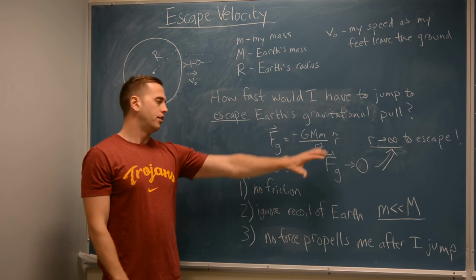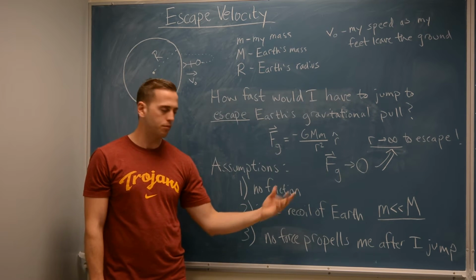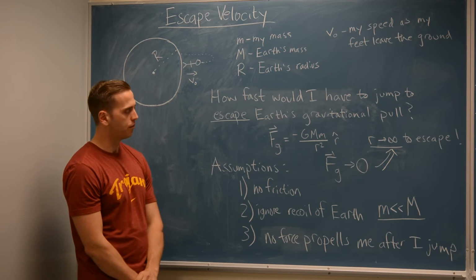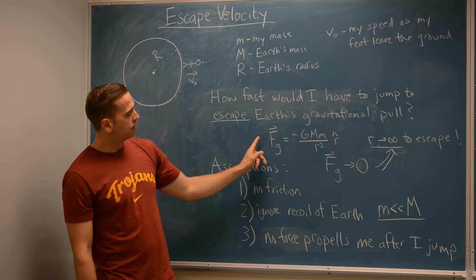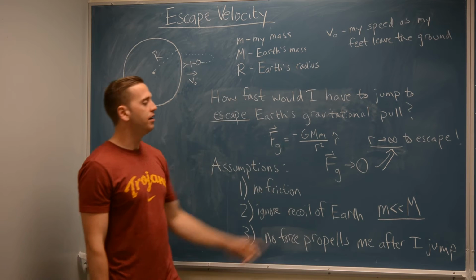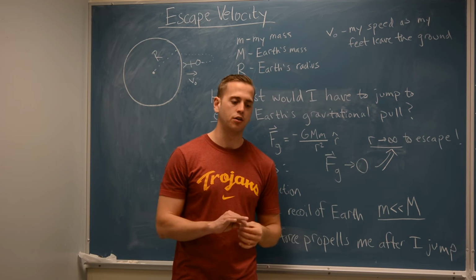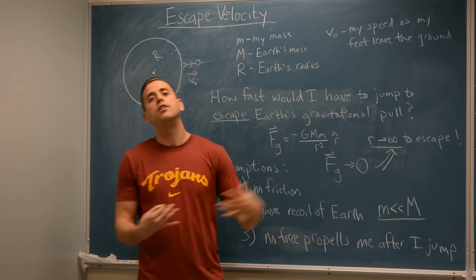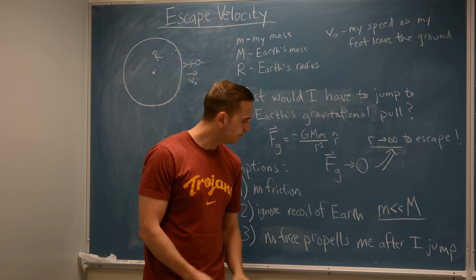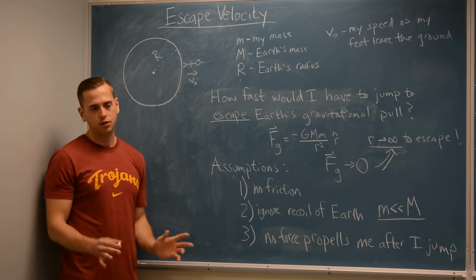Okay, the direction is not what's important here. What's important is we want the magnitude of this force to go to zero. So what condition has to hold such that the magnitude of this force goes to zero? Well, as you can see, since the force is inversely proportional to r squared, I need r to go to infinity in order to escape. That's the condition that must hold. So in other words, I just need to get infinitely far away from the Earth, and then I've escaped its gravitational influence.